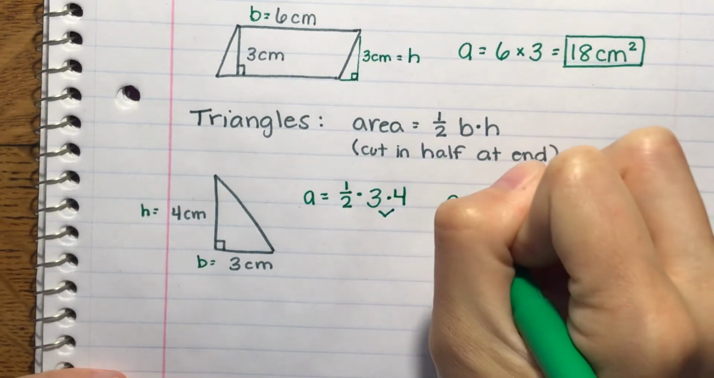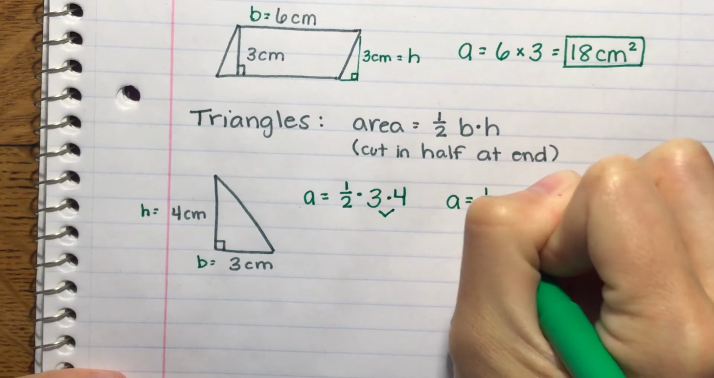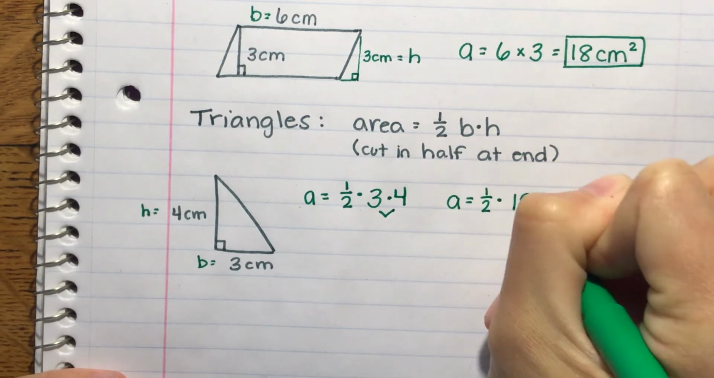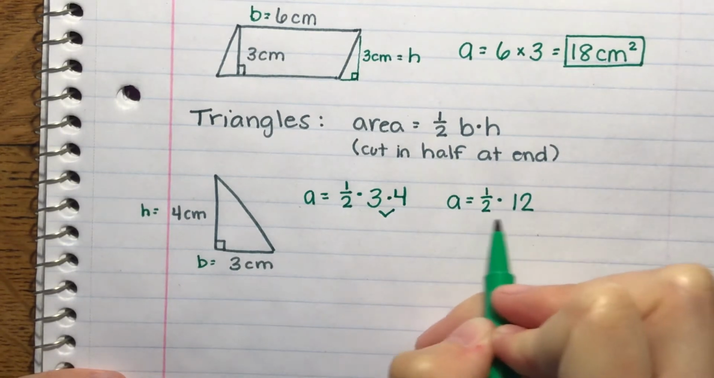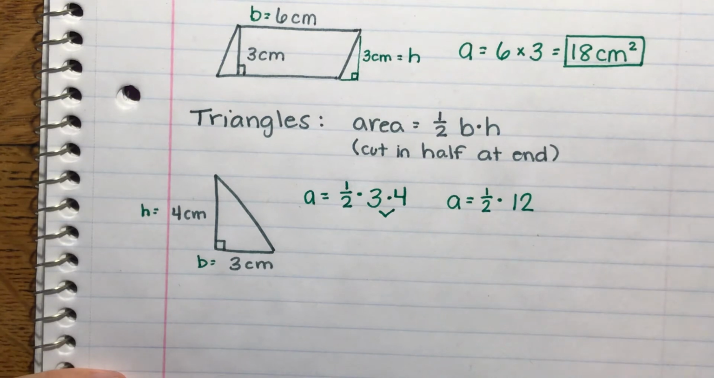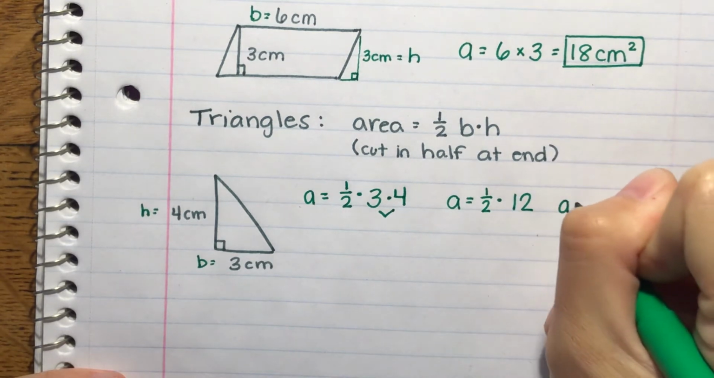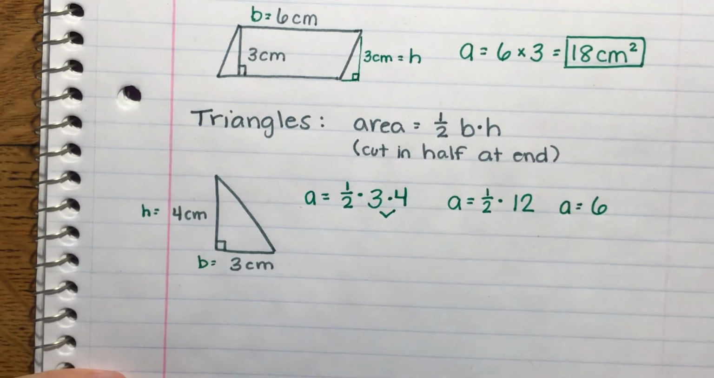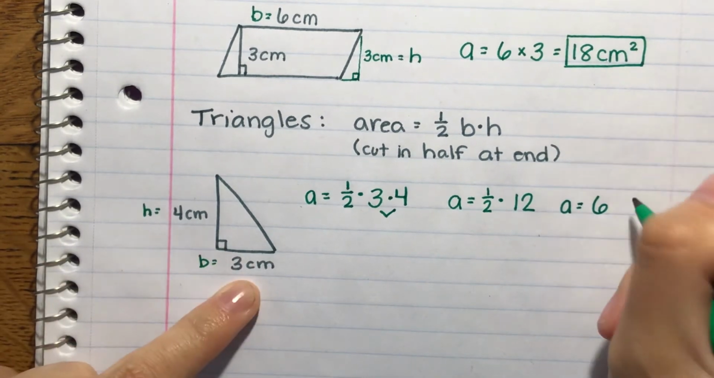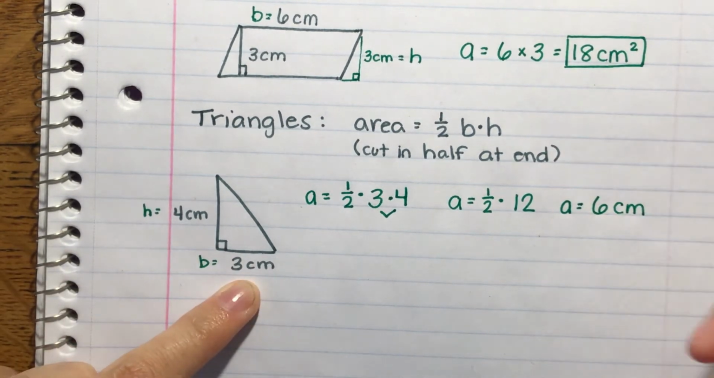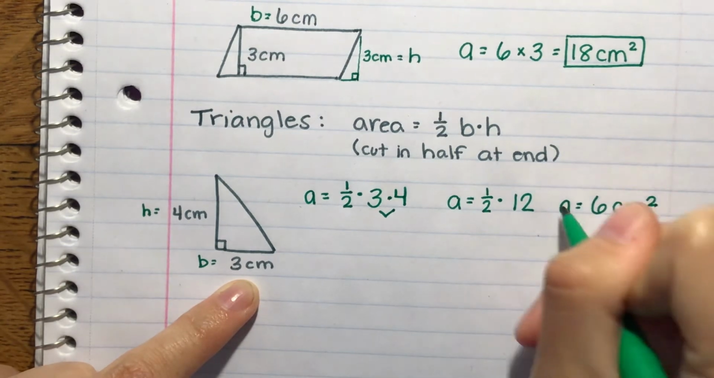That tells me that I've got 1/2 times 12. All right, so I just did that part right there. And then 1/2 times 12 means cut 12 in half. And I'm sure you guys could cut 12 in half, which gives you 6. And then I'm going to go back to my picture. I've got centimeters, so I need to label my answer with centimeters squared.